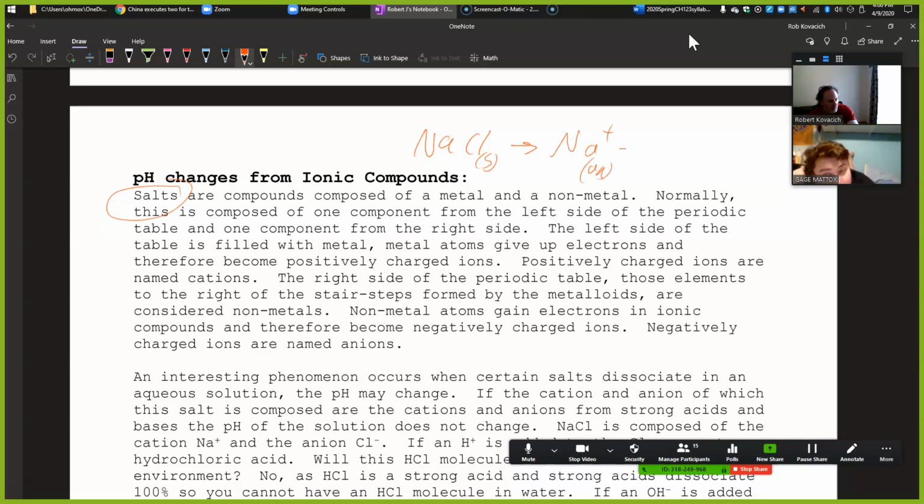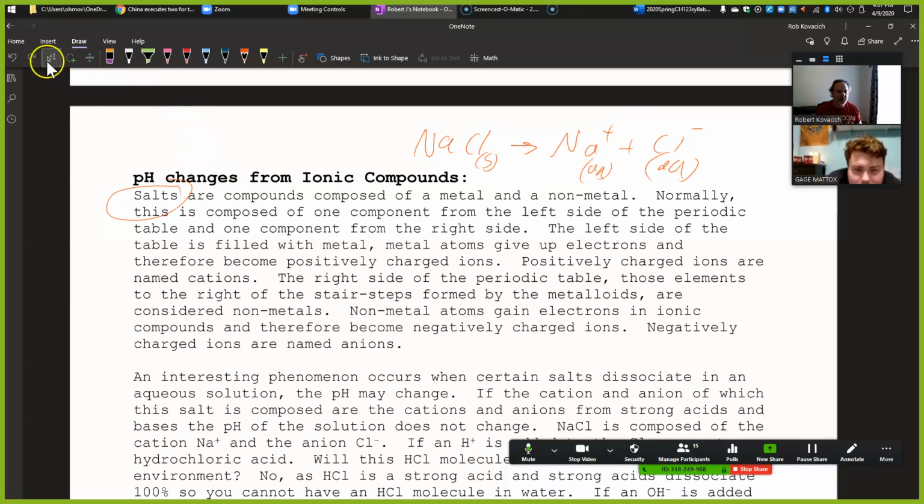Na plus, Cl minus. Do you get any pH change? Would it become more basic? Why? I don't know, it's a guess. The answer for table salt is no. Nothing happens. But that's not always the case.